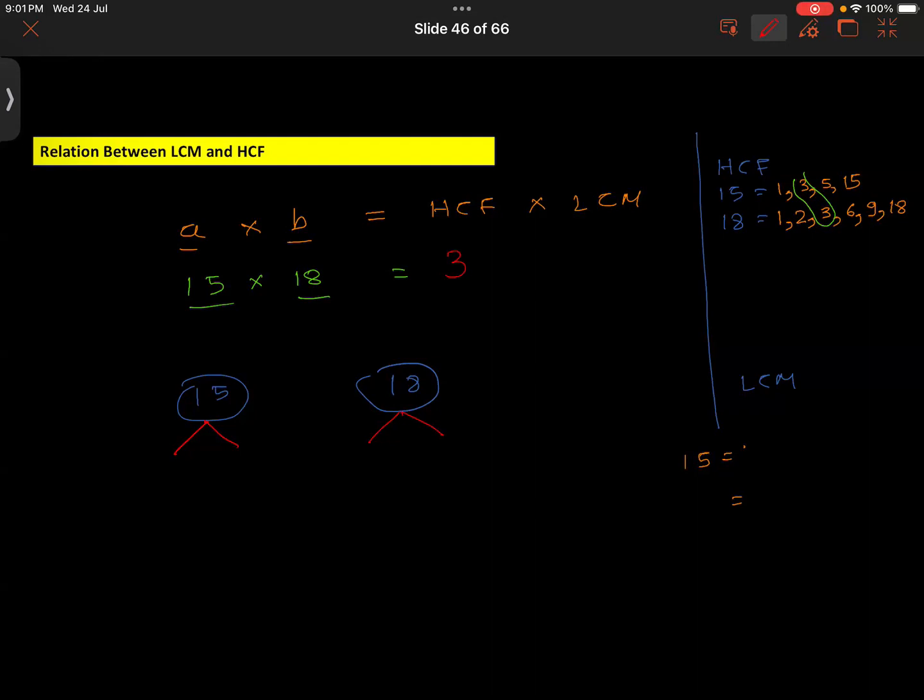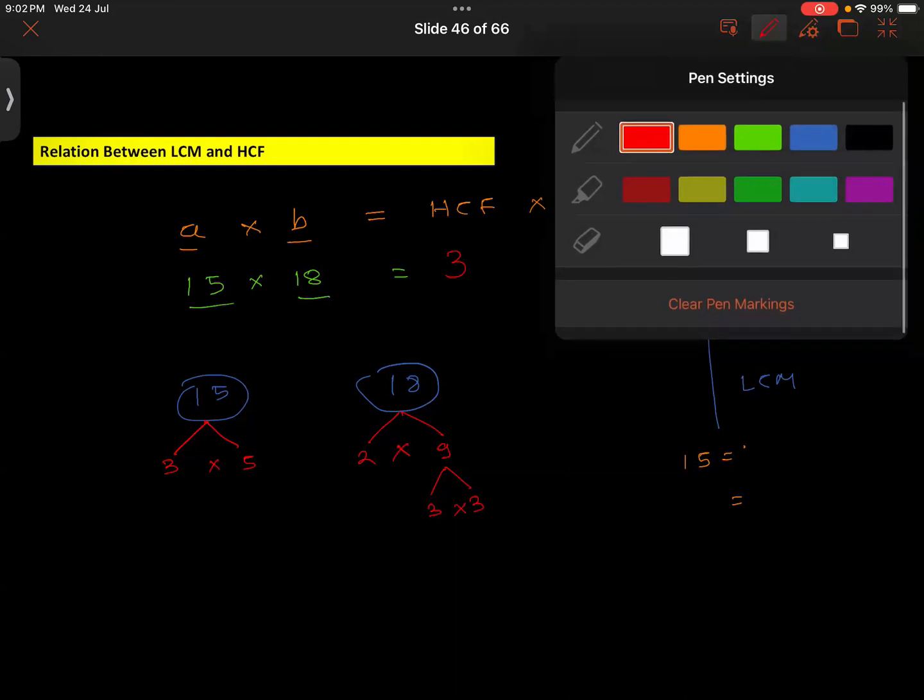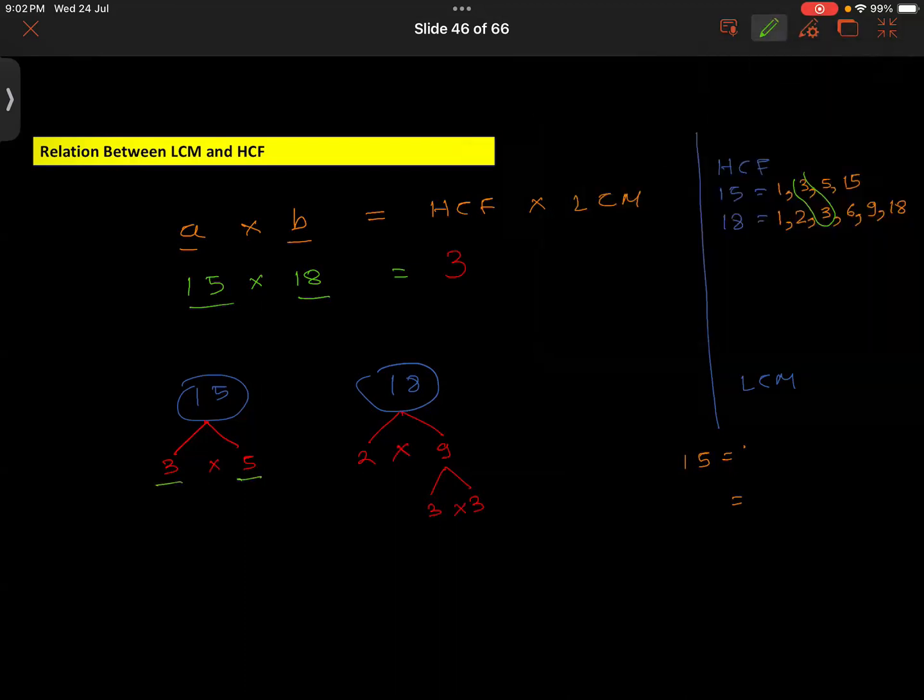For 15, I got 3 and 5, and for 18, 9 and 2. Okay, but you have to break it in the form of prime numbers. 9 is not a prime number. 3 times 5, that is okay. 2 times 9, okay. Furthermore, break 9 into 3 times 3. So here you have 3, 5, 2, 3, and this 3.